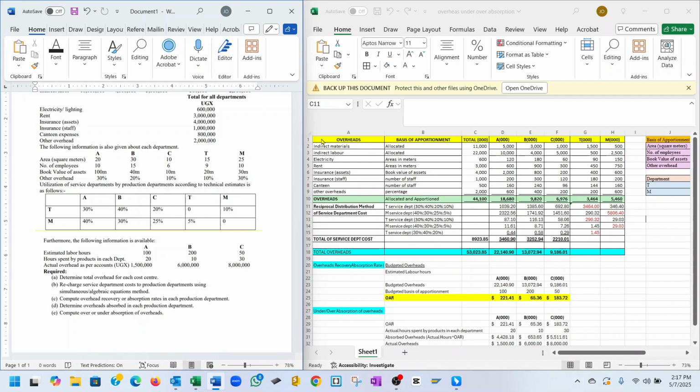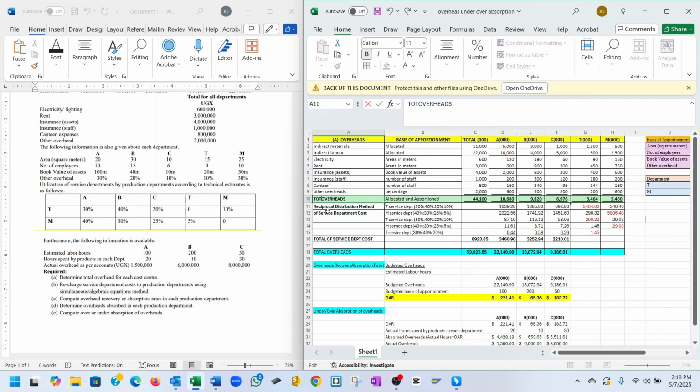Okay, so this is the A part. So let me put here A. Okay, so that is the A part. So we've gotten the total overheads. That is the total overheads for each cost center.